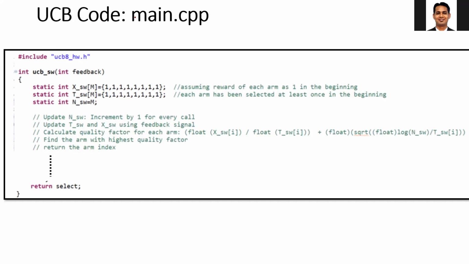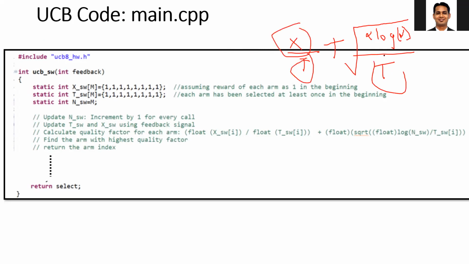So as I told you in the beginning, if you remember the quality factor formula, your formula is x by t plus square root of alpha log n divided by t. So you can see that you need to update x, you need to update t here, and you need to update n. For the time being, we'll assume that alpha is equal to 1.